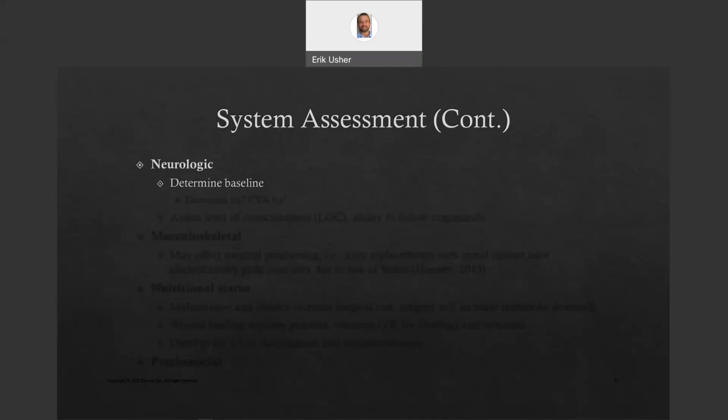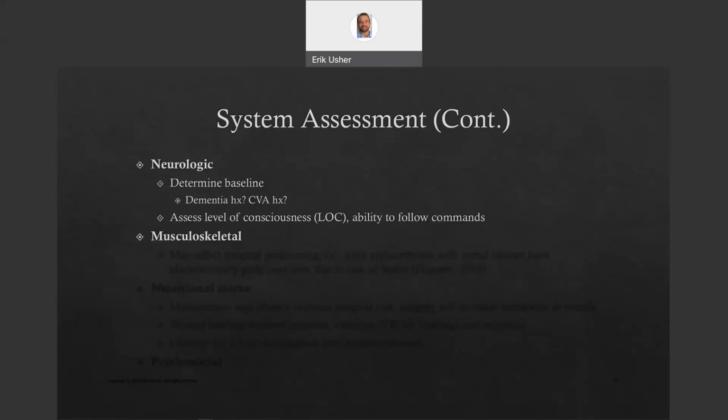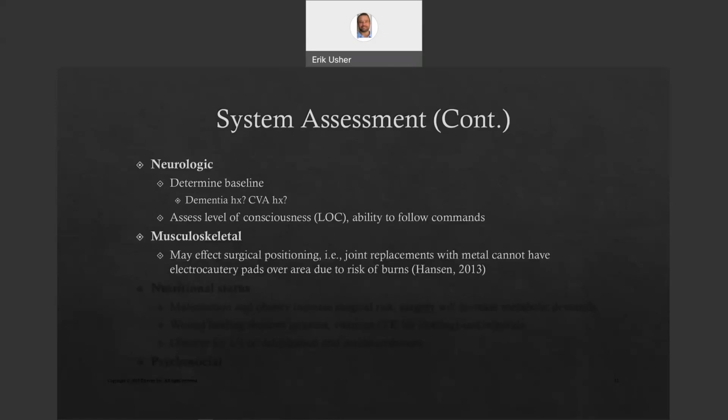Neurologically, what's their baseline? That's huge to know. Do they have dementia, or a history of it? So when they come out of anesthesia, are they acting at their baseline? It's always important to determine their baseline, not just the normal baseline. Any histories of CVAs too. So level of consciousness, how they follow commands, then down to the musculoskeletal.